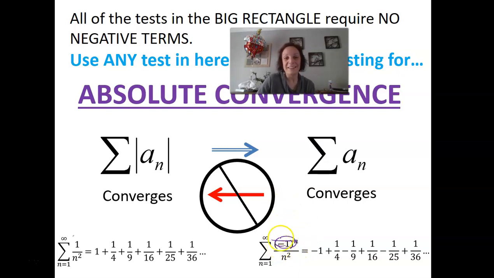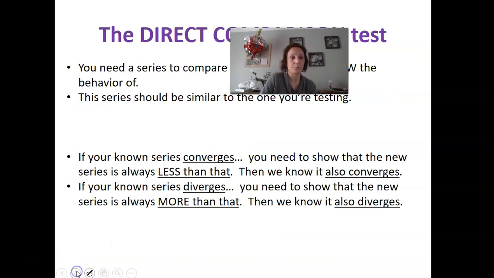That's what we say. This series converges absolutely. It has absolute convergence. If I took away its negatives, it still converges. So this is the series that goes into the big rectangle and gets tested. Okay? And I can use any test I want once I'm in the big rectangle. So technically this isn't a p-series, but its absolute value is, and once we know its absolute value converges, we know it converges. Absolute convergence. That's really, really important. We're going to talk about a different kind of convergence soon enough.